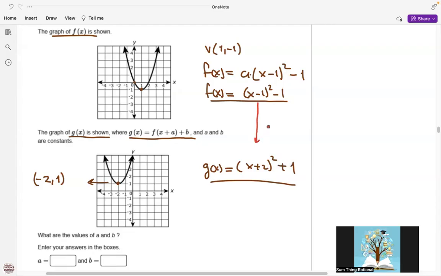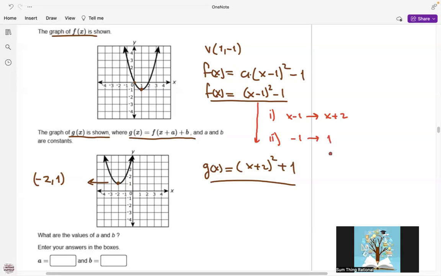We notice two types of changes here. What is the first one? The first one is x minus 1 becomes x plus 2. And the second change is the negative 1, which is the k component of the vertex. Negative 1 becomes positive 1.